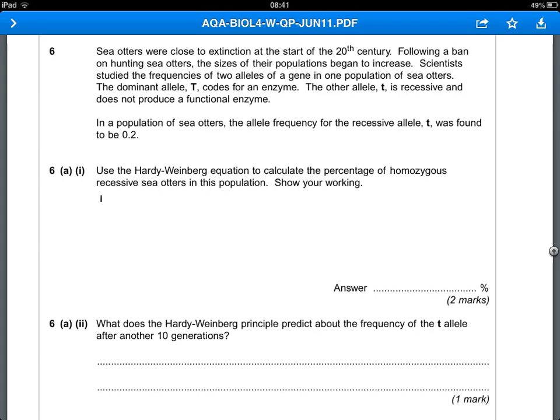Well, the first thing I'm going to do is put down p plus q equals 1, and then p squared plus 2pq plus q squared equals 1. Just a reminder, p and q are the frequencies of the alleles in the population. p squared, 2pq and q squared are the frequencies of the genotypes in the population. p squared, the dominant homozygotes; 2pq, the heterozygotes; q squared, the recessive homozygotes.